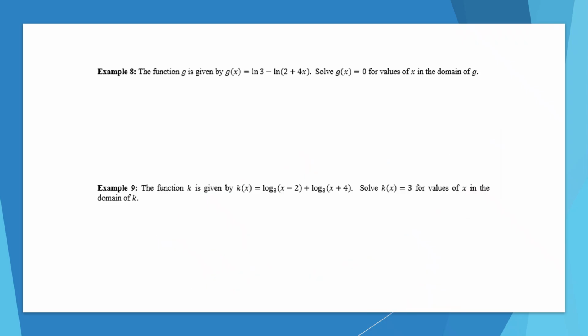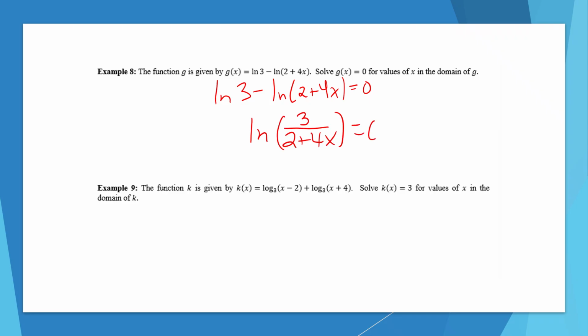All right, example number 8. Here we have two logs, so ln 3 minus ln (2 plus 4x) equals 0. When you see two logs on one side, we're always going to use the properties of logs to condense them into one logarithm. So I'm going to use division here and transform this left-hand side into ln of 3 over (2 plus 4x) equals 0. Once I have this, I'm going to rewrite it from logarithmic form.